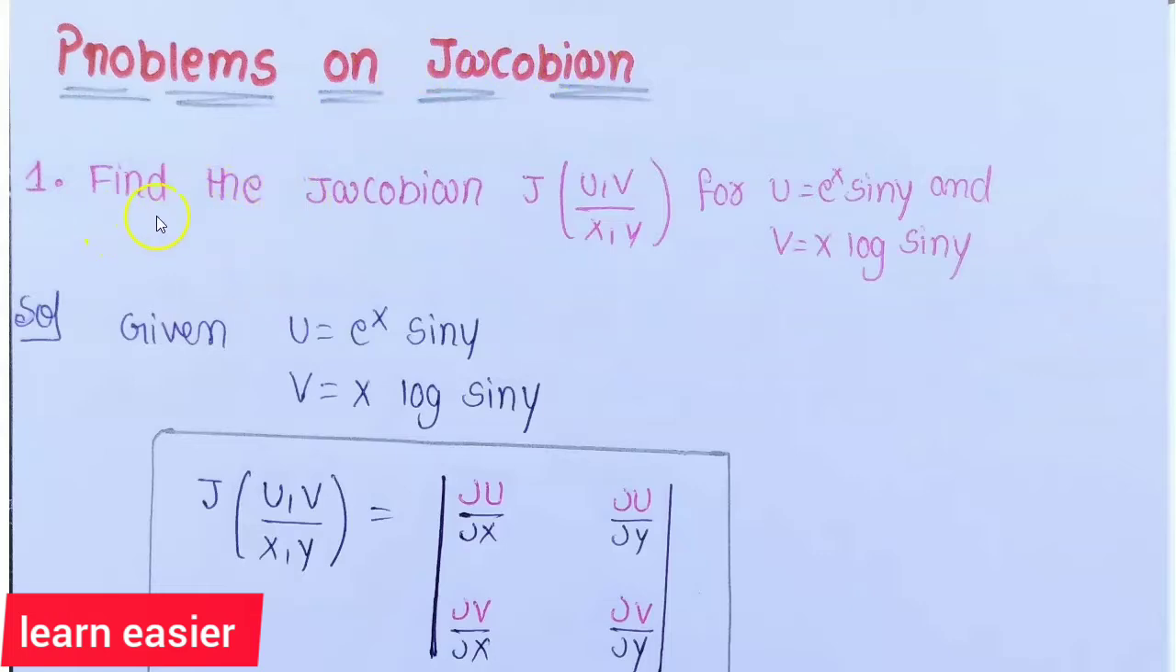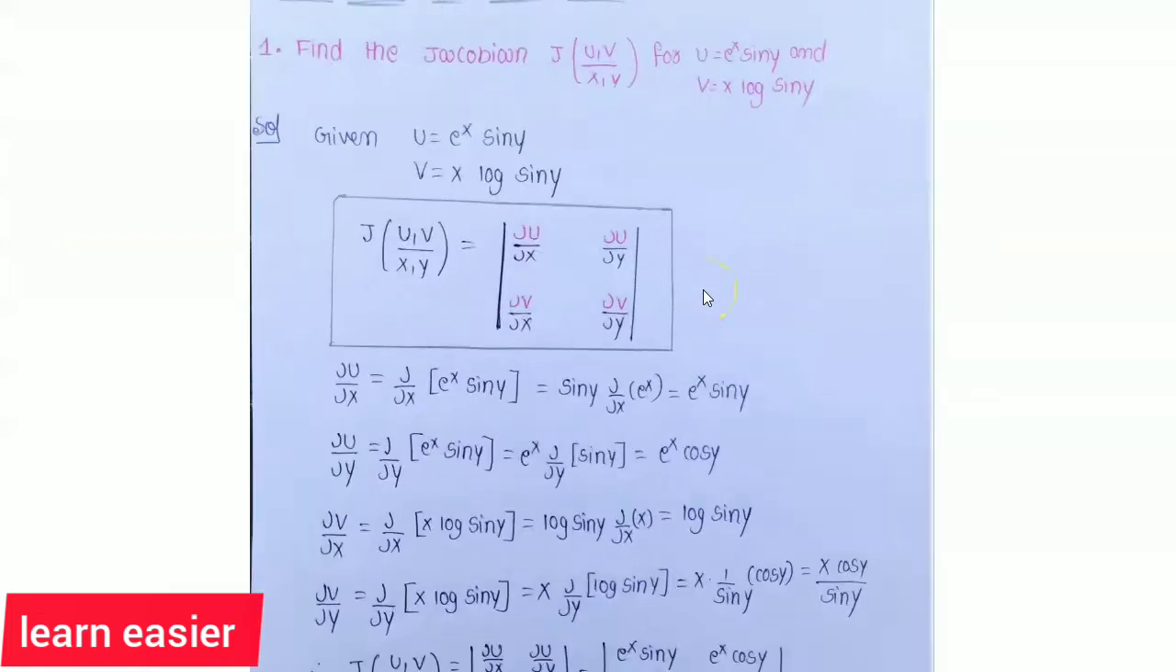So here is the first problem. Find the Jacobian for u equal to e power x into sin y and v equal to x log sin y. So we have to find out the Jacobian for these functions. You can see here u and v are the functions of x and y. Now let's start the solution.